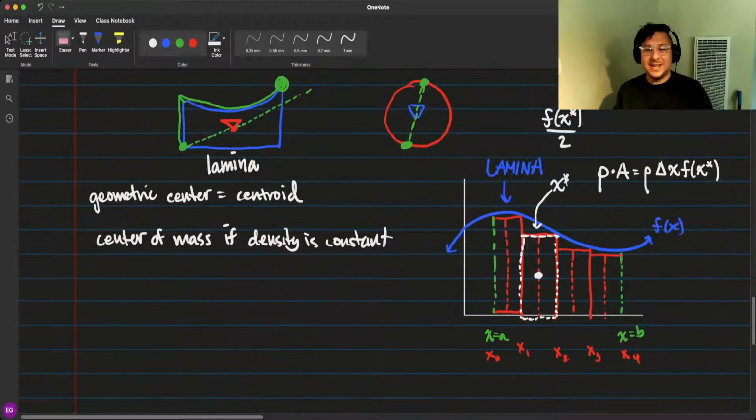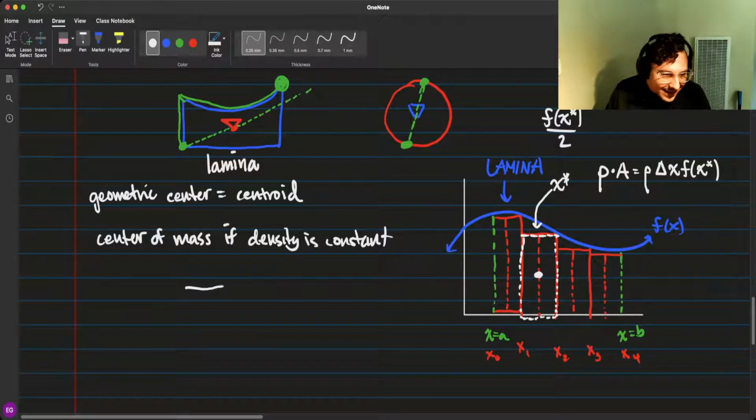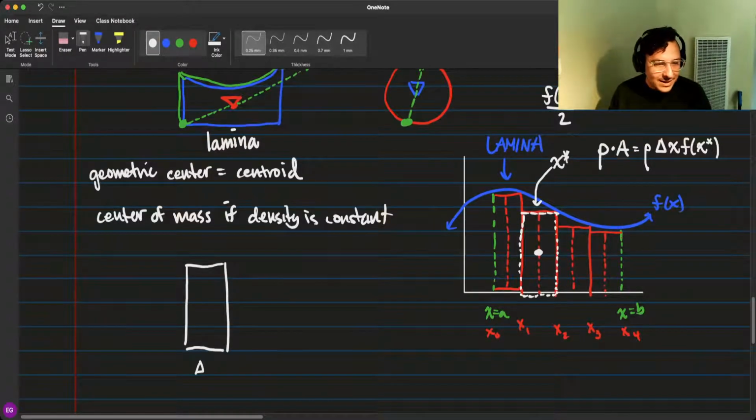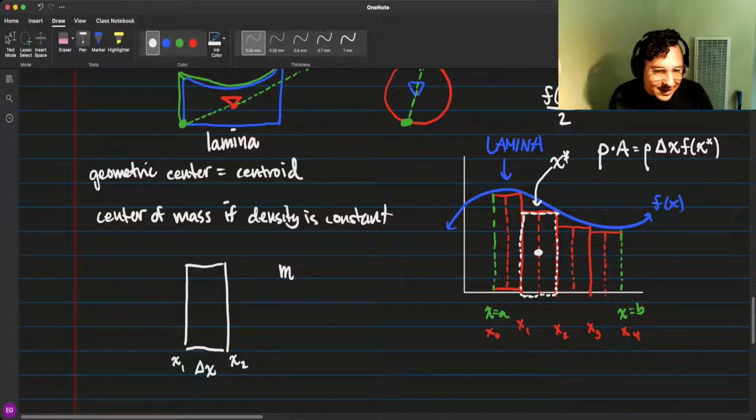Okay, so you have this rectangle right here. Let's draw it. I'm going to draw it off on the side. Okay, and we know that this rectangle is delta x wide, and in this case, this was the x1 value, and this was the x2 value, right, on the left and the right. Okay, so how would you calculate the mass of this thing?